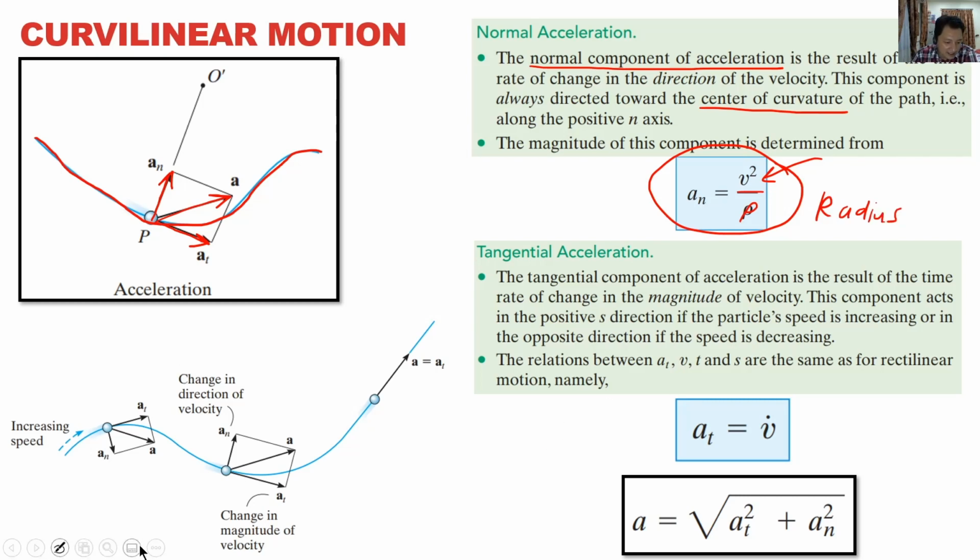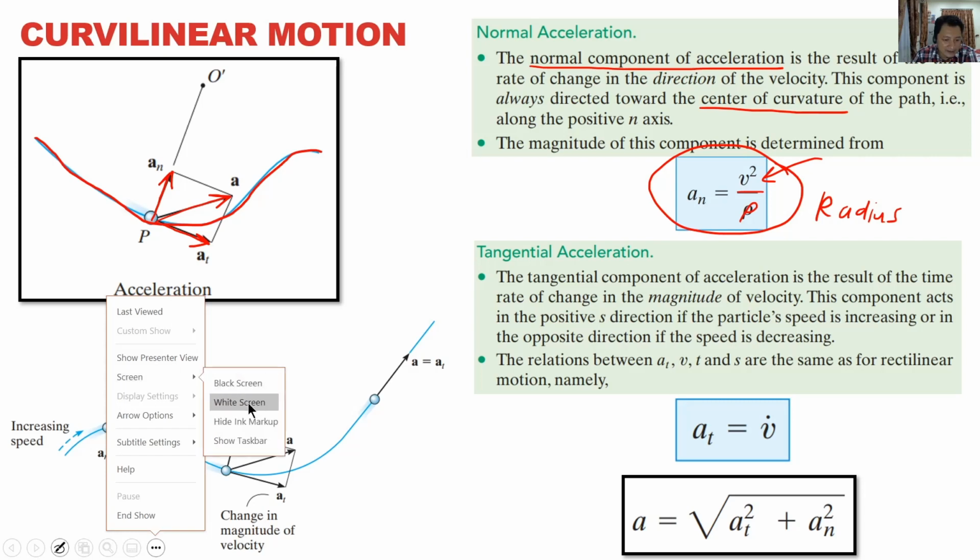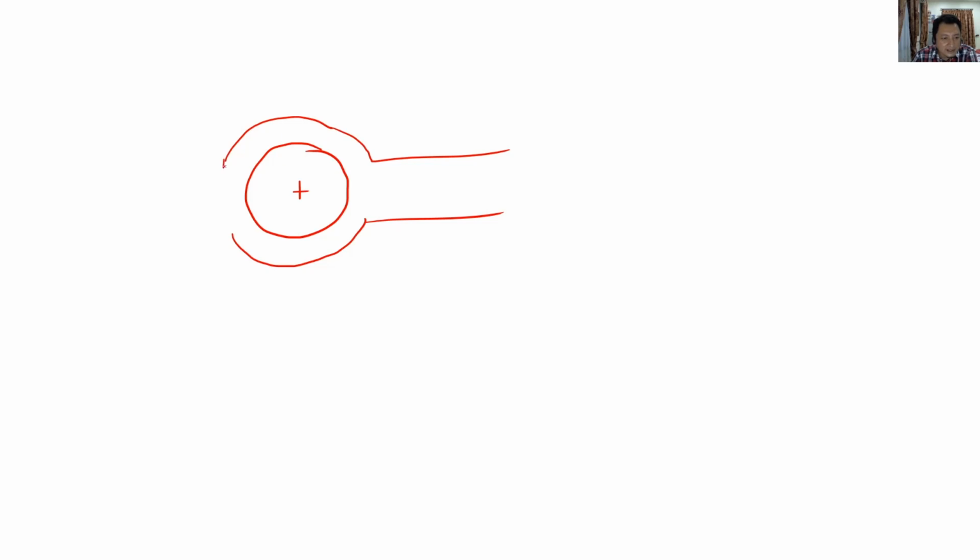So for this one, I think I need a new screen. Let's get a white screen. So let's say you have a circle. This is a road. This is a road. It's going like that. What is this? This is a roundabout. Roundabout. So this is a motorcycle. This is the rider on the motorcycle.